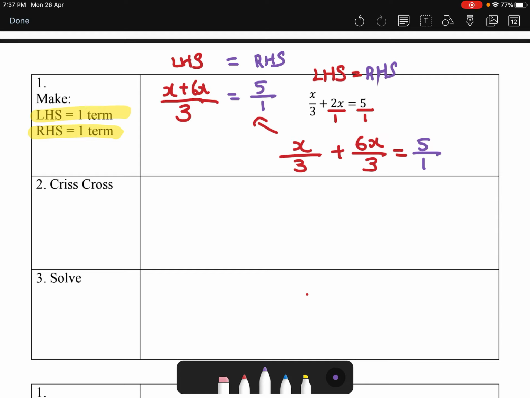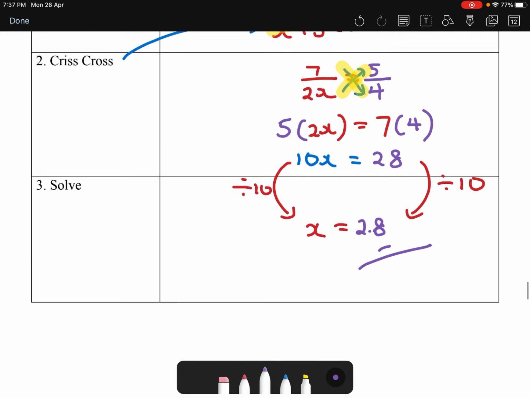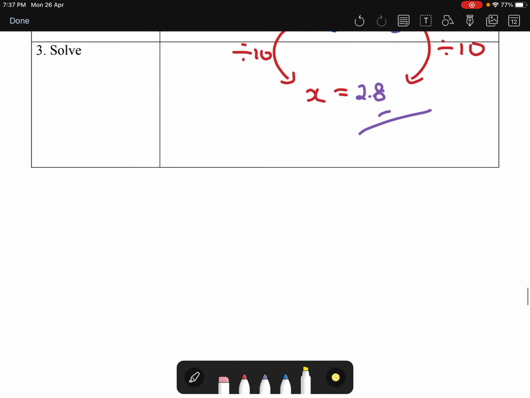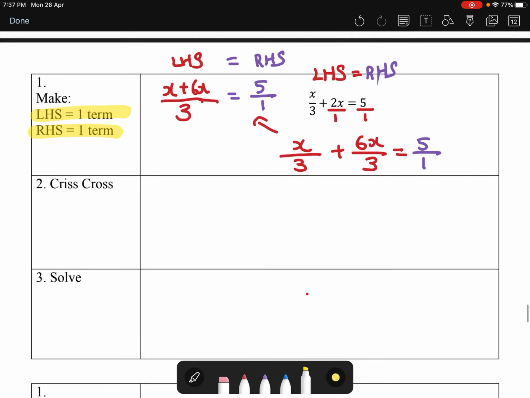Second step, I need to crisscross. The purpose of crisscross, remember, is just to make my so-called fraction into this particular form: x plus 3 equal to 5. It's like a straight line like that. So I crisscross. I need to just combine them first. So x plus 6x is equal to 7x, divided by 3, is equal to 5 over 1. And you crisscross.